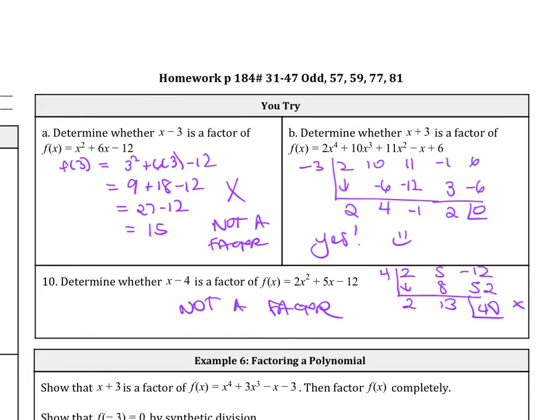Okay, if you tried this out, letter A is not a factor. You would have gotten 15. Letter B, yes, that's a factor. The remainder is 0. And then the last one, number 10, if you plugged it in or did synthetic division, you would have gotten 40, which is not a factor. Again, it is a factor if it equals 0.